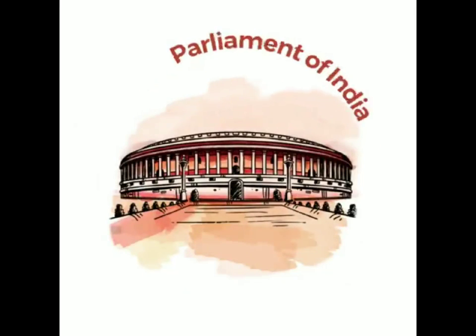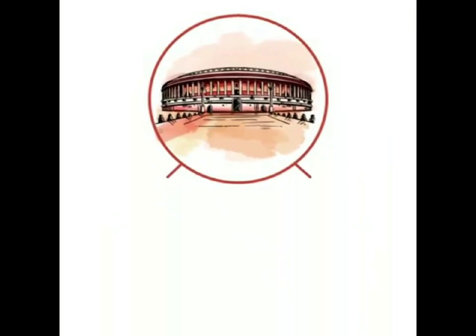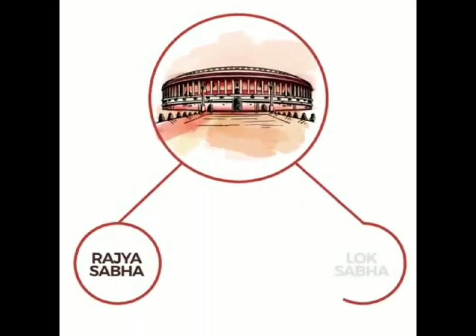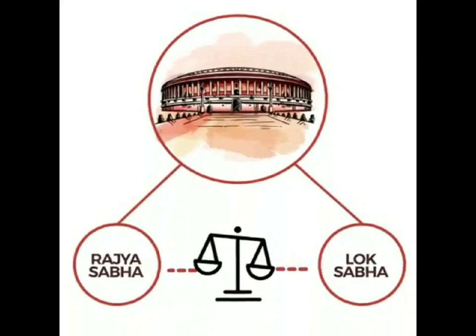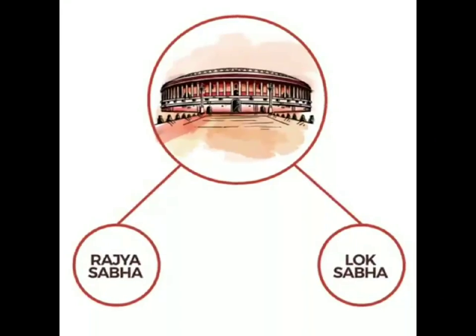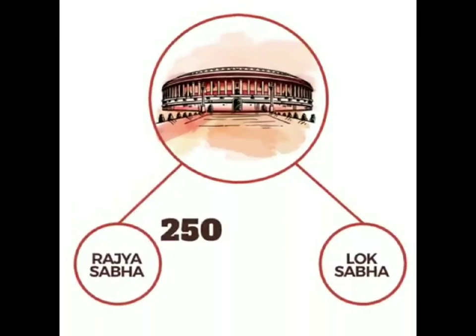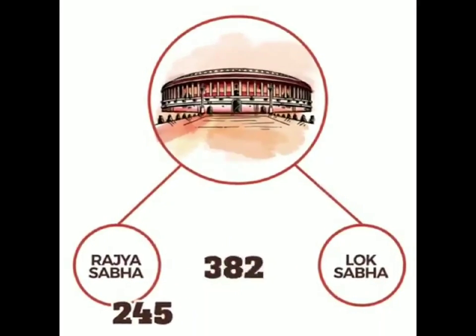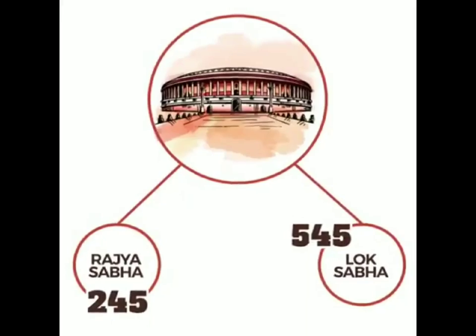The Indian Parliament, the supreme legislative body of India, is made up of two houses, Rajya Sabha or upper house and Lok Sabha or lower house. The law of the land is passed with the help of these two houses. According to the Constitution, Rajya Sabha can have a maximum of 250 members. Currently, it has 245. For Lok Sabha, the Constitution allows a maximum of 545 members.